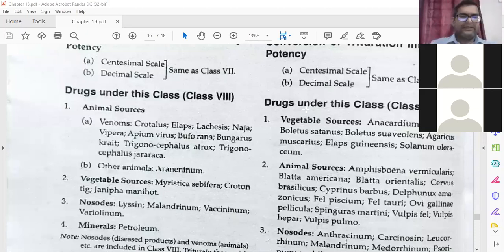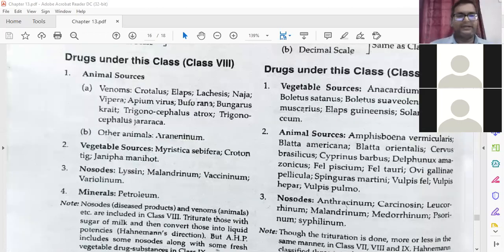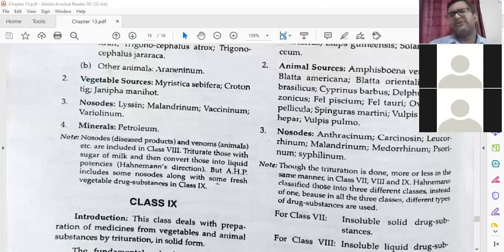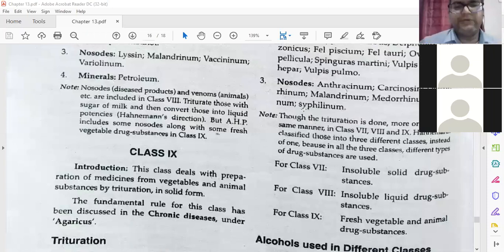Then vegetables, again these oily materials are there. Then nosodes, lyssin. You know, lyssin is what is secreted in the saliva of a mad dog. Mad dog, lyssin. Then Medorrhinum is there, Vaccininum is there, Variolinum is there. These are not soluble in alcohol and water. Minerals, many things, petroleum is there. Note we need to study.